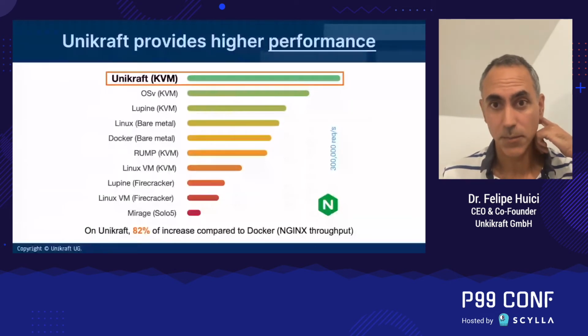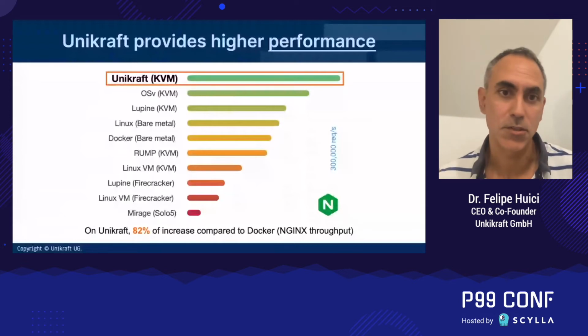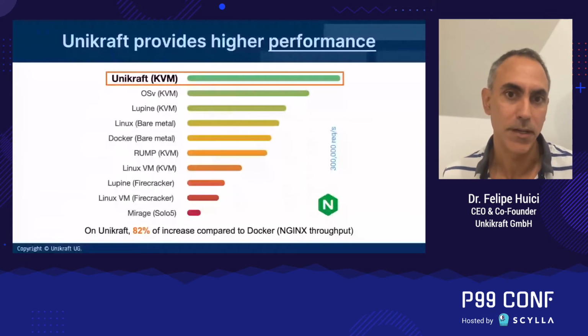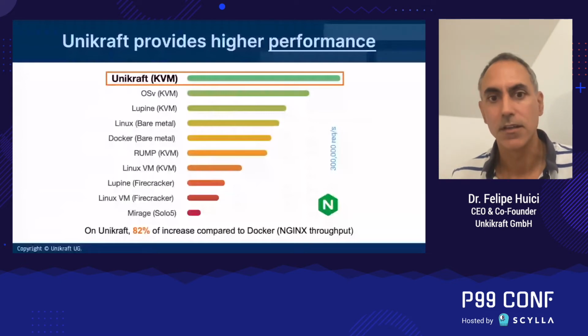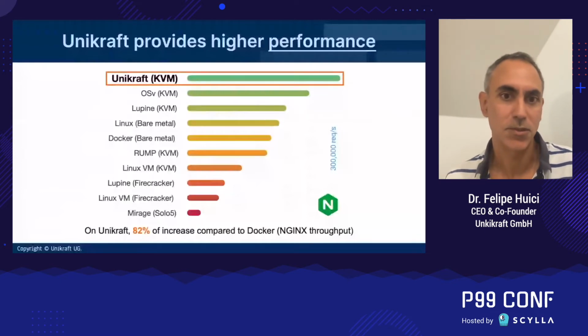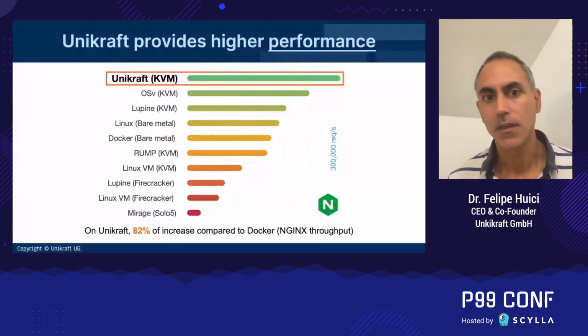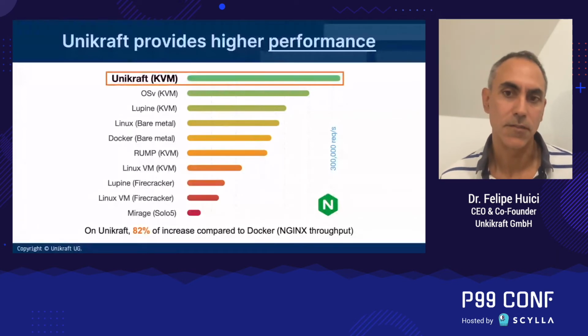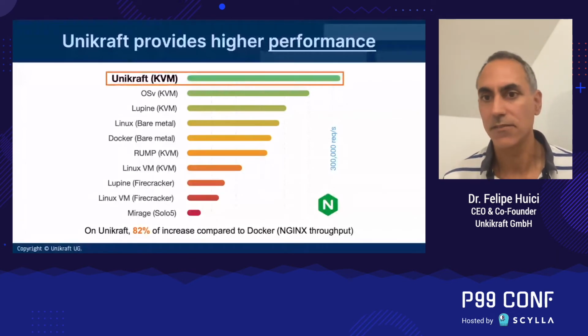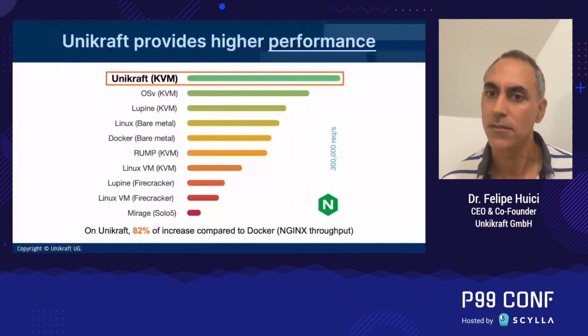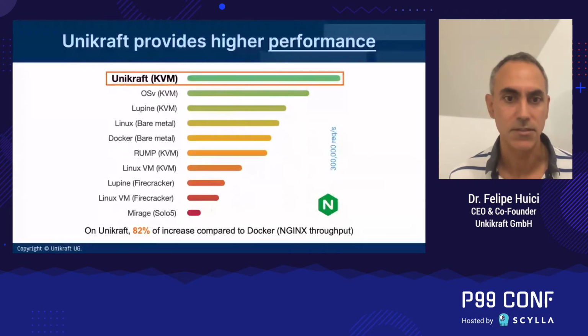And one of the comparison points was against other unikernel projects. You have OSV underneath, Lupine, then Linux bare metal, Docker, Rump, which is an older unikernel project based on BSD. Then you have Linux in the virtual machine, and then Lupine, Linux VM, and Mirage, which is an OCaml based unikernel. And if you do all of that, you end up with Unikraft at the top, clocking in at about 300,000 requests per second on a single CPU.